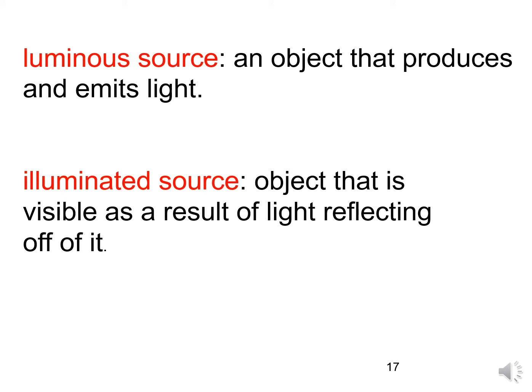To summarize, a luminous source is an object that produces and emits light. And illuminated objects are visible because they're reflecting light. This is for your notes. Pause if you need to.